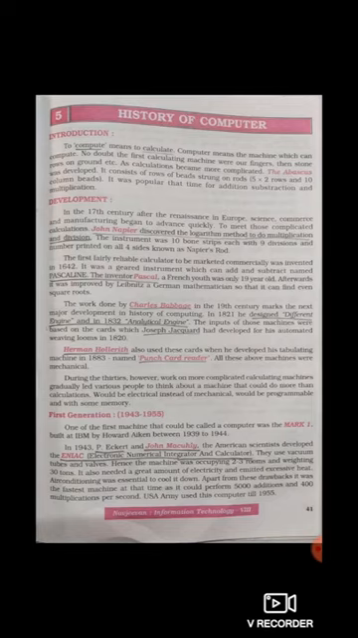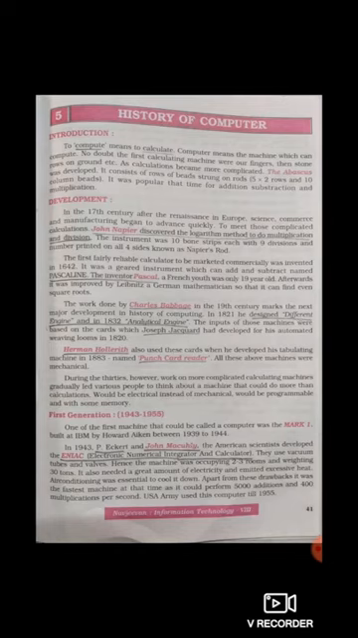The work done by Charles Babbage in the 19th century marks the next major development in the history of computing. In 1821, he designed the difference engine, and in 1832, the analytical engine. The inputs of those machines were based on the cards which Joseph Jacquard had developed for his automated weaving looms in 1820.